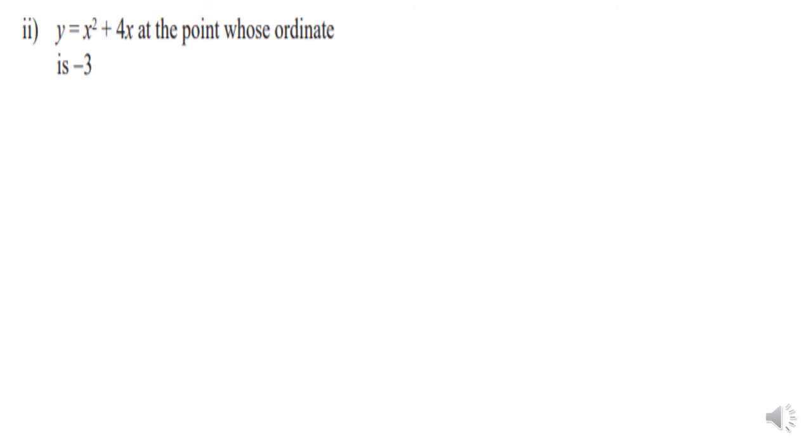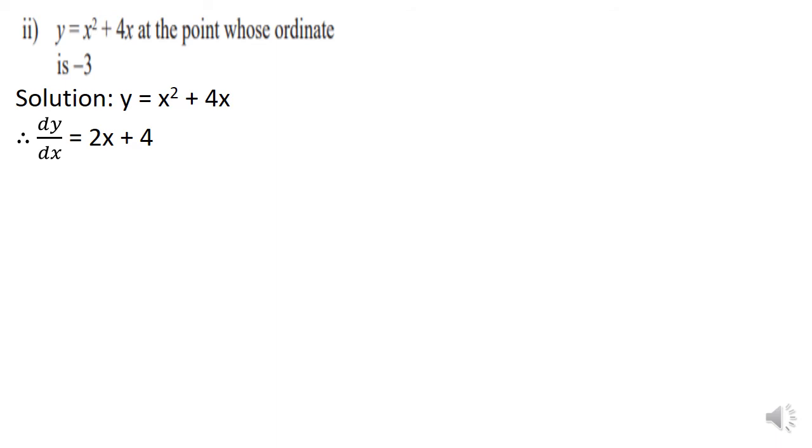The second sum is y is equal to x square plus 4x. We have to find the equation of the tangent at the point whose ordinate is minus 3. Let us see how it is done. Now, from the curve y is equal to x square plus 4x, we differentiate this curve and get dy by dx is equal to 2x plus 4.